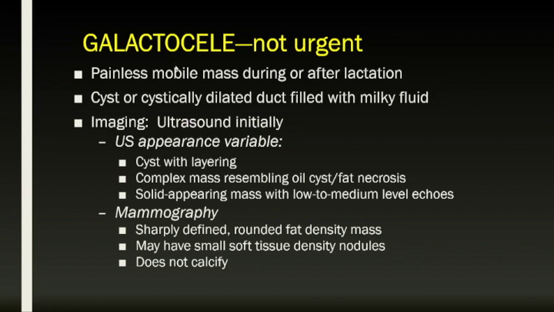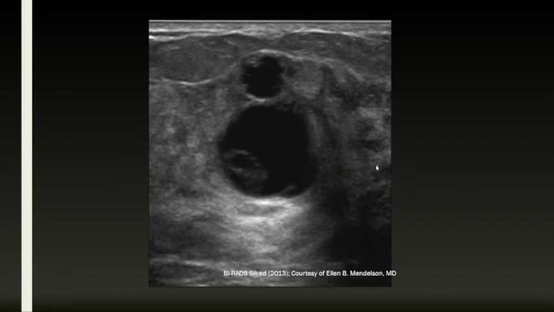The galactocele is something that you find in many lactating patients. It's not urgent. There are variable images on ultrasound, with layering complex mass representing an oil cyst or fat necrosis, or a solid appearing mass. On mammography, a sharply defined rounded fat density mass with small soft tissue density nodules. They don't calcify, and mammography can show you additional lesions that are not palpable.